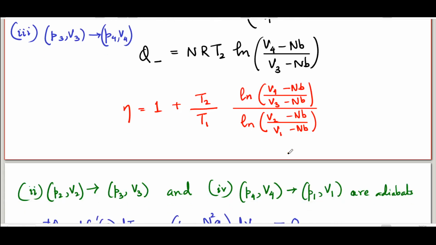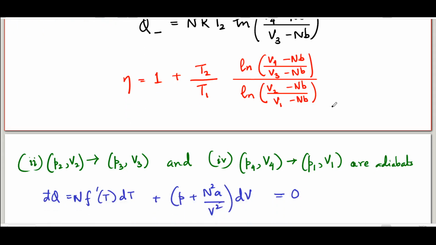Now, how do we simplify this ratio? For that, we use the same trick that we had used for the ideal gas. These two steps, the second and the fourth, from P2V2 to P3V3, this goes from T1 to T2 temperature, and this goes from T2 to T1. These are adiabats. And so for them, d cross Q is 0.